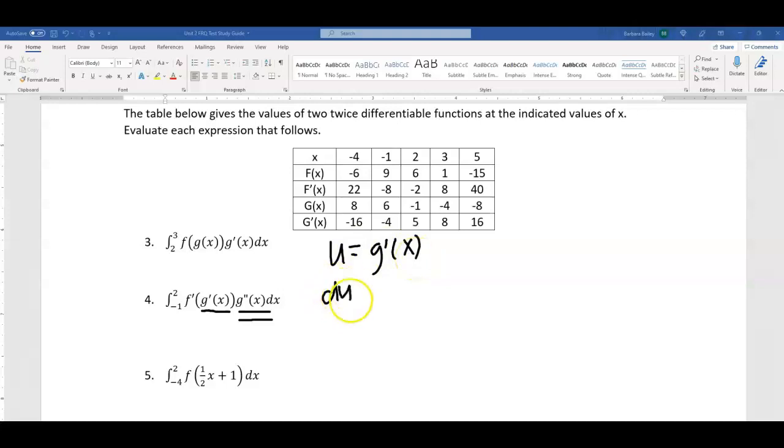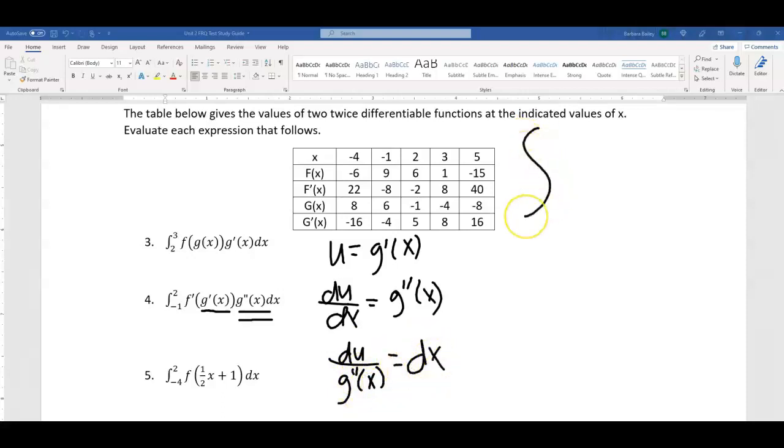All right, so let's go ahead and continue on with the process there. The first thing we do is take that derivative. The derivative of g prime is g double prime. And then we get dx by itself.